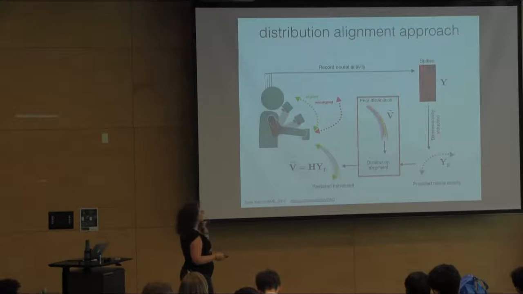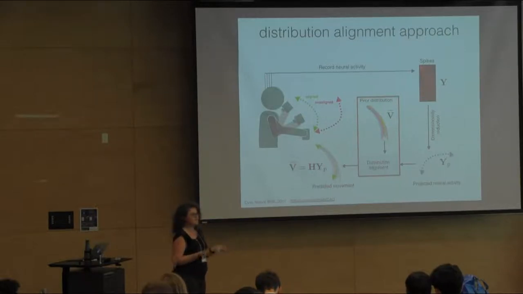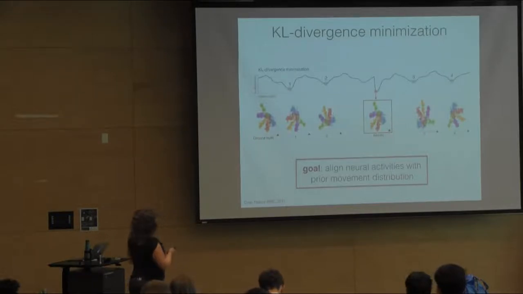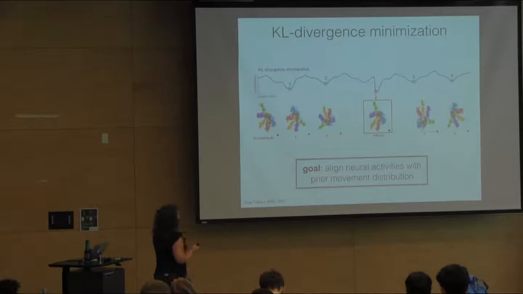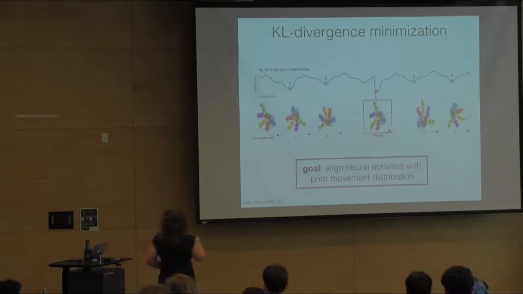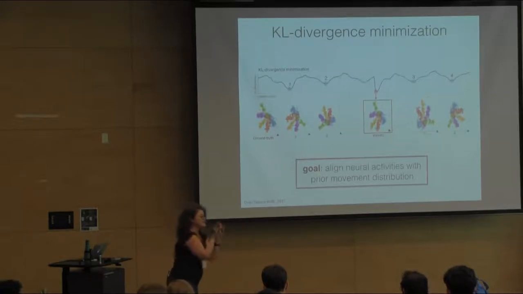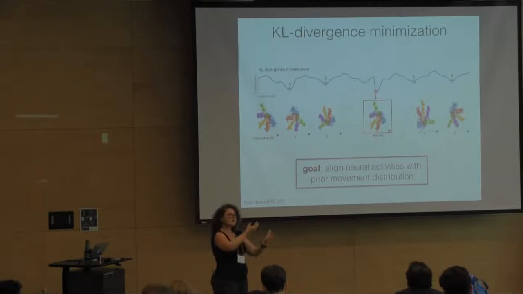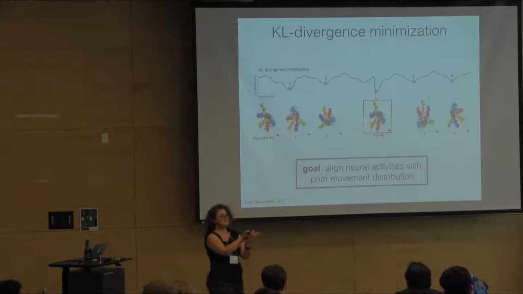All right, so basically the idea here is we're doing dimensional reduction. We're going to rotate and move it around until we match the prior distribution over the movements that we want to decode. This is just a schematic of the idea. Basically, we apply the KL divergence, which is a measure of how well two distributions match one another. Then we want to rotate or apply these affine transformations until this KL divergence between the movement distribution and our projected neural data is minimized, which will mean that we've now found a way to align these two things on one another.